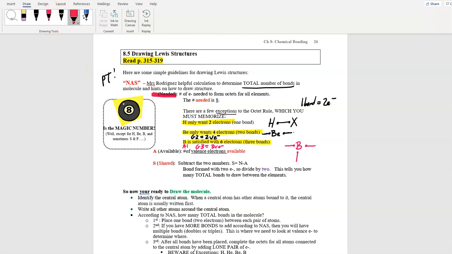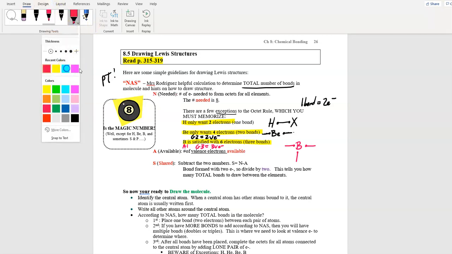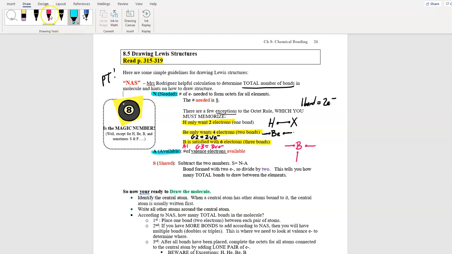Wow, I did not mean to go like pink on that. Let's go like different color. All right, there we go. Available. This is where you and Mr. Periodic Table, you got to look. How many valence electrons are available? How many valence electrons do they actually have? Excuse me. So that's why you need a periodic table next to you. And then we get to the shared.